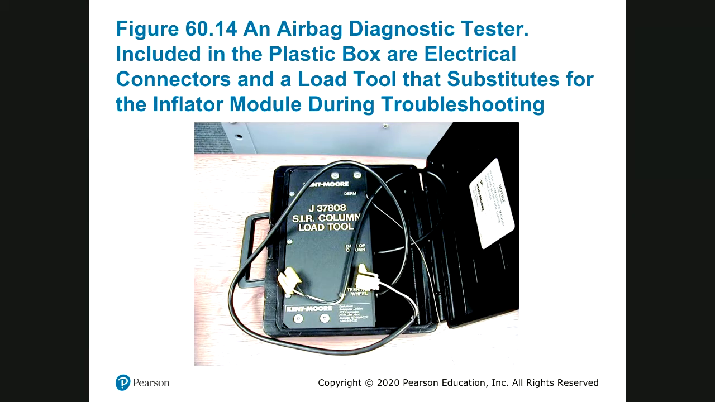So if you have a vehicle that has an airbag light on, the horn doesn't work, the cruise control doesn't work, none of the buttons on the steering wheel work, a lot of times that's just a clock spring issue. So you replace the clock spring, all the functionality will be back for that. But there's a special tool for your airbag, so be aware of that.